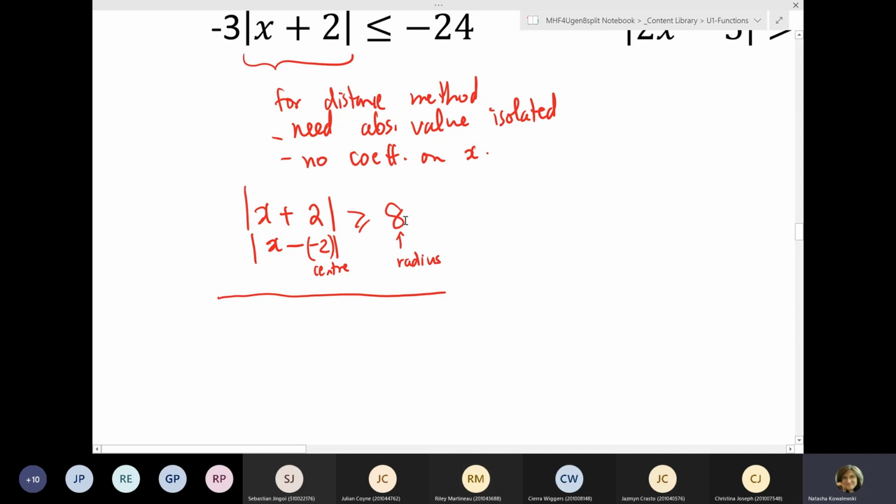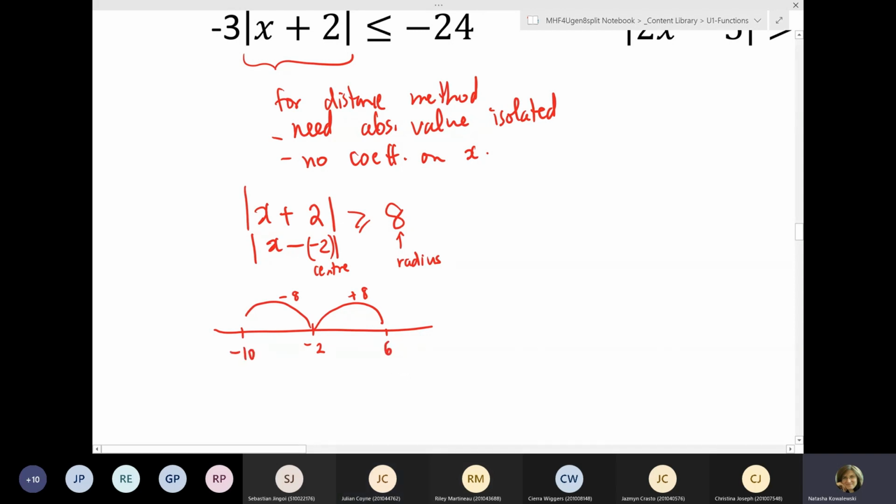And as I said, you usually will have positive on this side. So when you're drawing this, you're going to put the -2 as your center. And you're going to go up 8, down 8 as your radius, and locate each of these points. Could someone tell me what these points would be? -10 and 6. Mm-hmm.